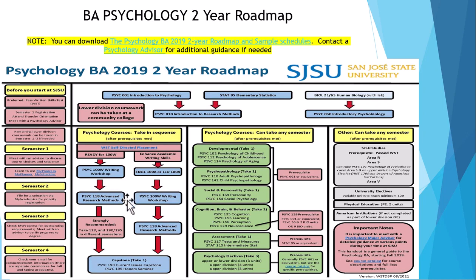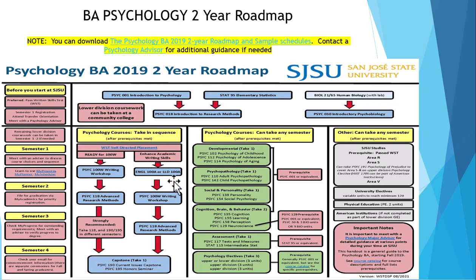Let me also tell you that these red arrows mean that the course above is a prerequisite for the course on the bottom. So you have to have completed Bio 21 or 65 to enroll in Psych 30. You have to have completed Intro to Psych and Stat 95 in order to enroll in Psych 18. All right, so that's how you should interpret the red arrows.